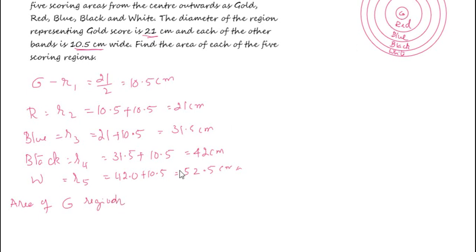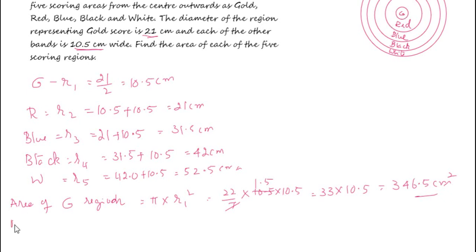Gold region is circular, so that is pi into R1 square. Pi we need to take as 22 divided by 7 into R1 square, it is 10.5 into 10.5, this is 1.5. So 22 into 1.5 is 33 into 10.5. This gives, I have calculated here, 346.5 centimeter square. This is the area of innermost band, that is gold.